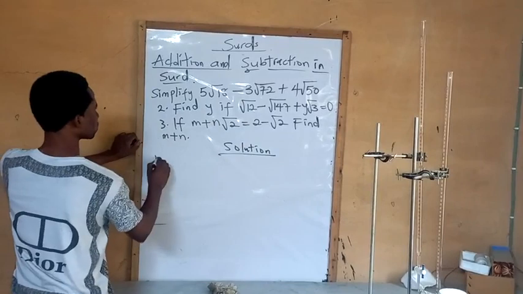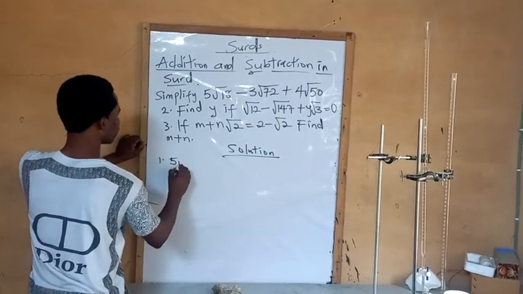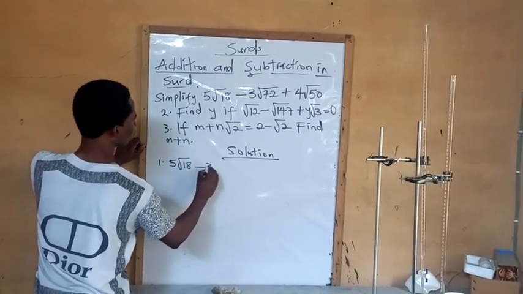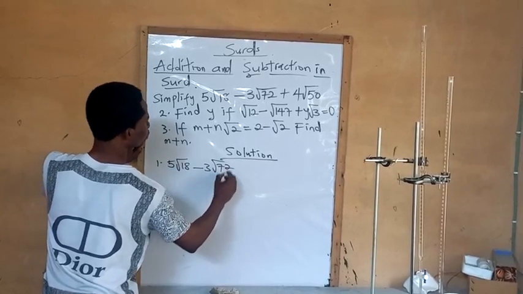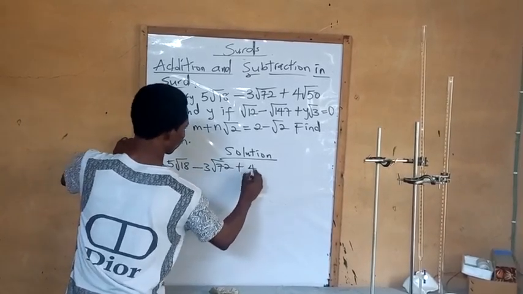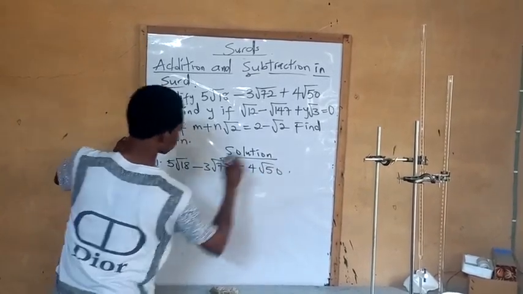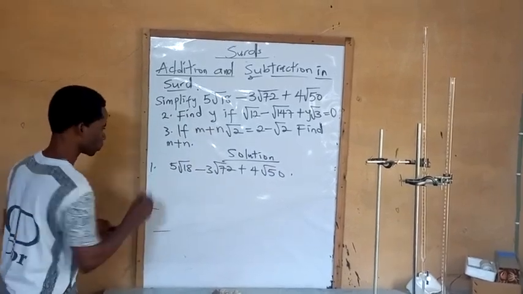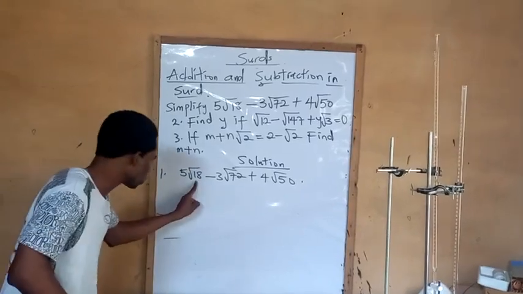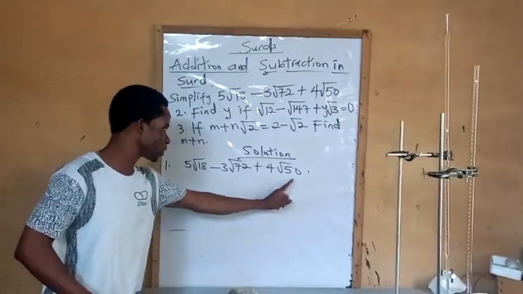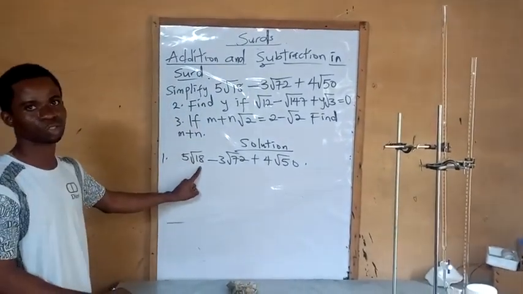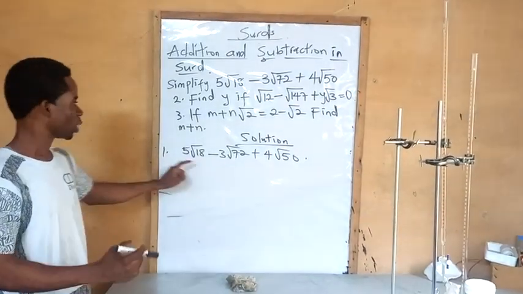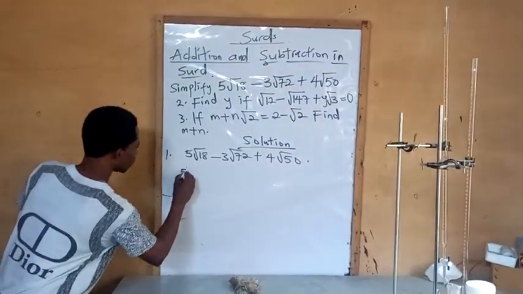Now number 1 says simplify 5 root 18 minus 3 root 72 plus 4 root 50. Now, if you look at this number 1, this is root 18, root 72, root 50. You can break this thing down. It's not a sword. It can be broken down. And I told you, just say 5.